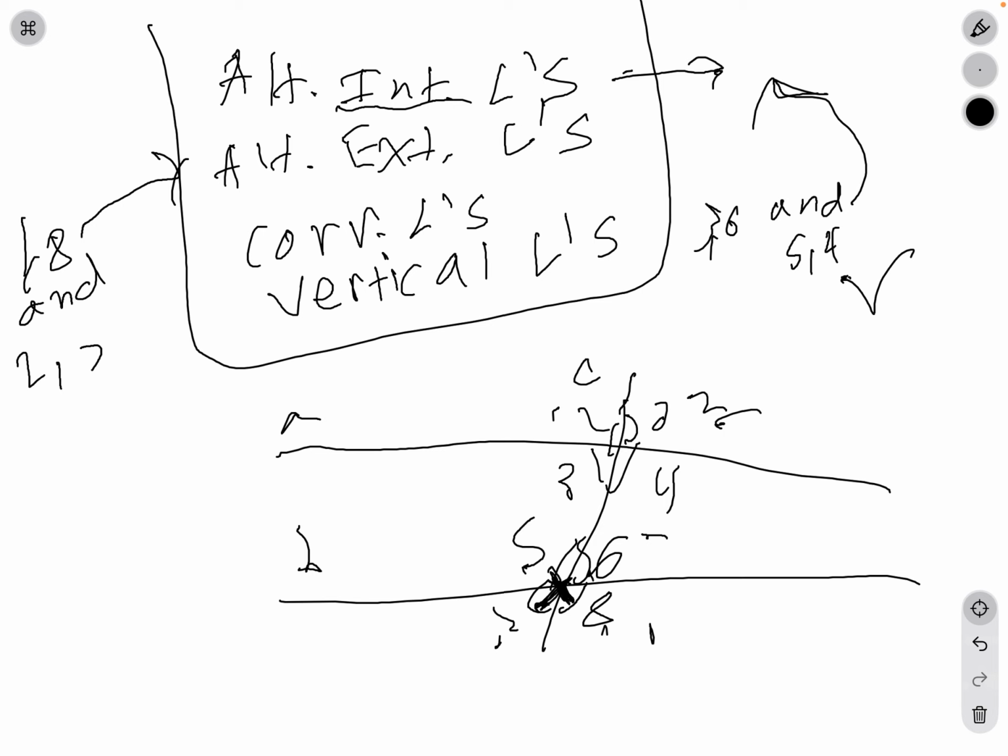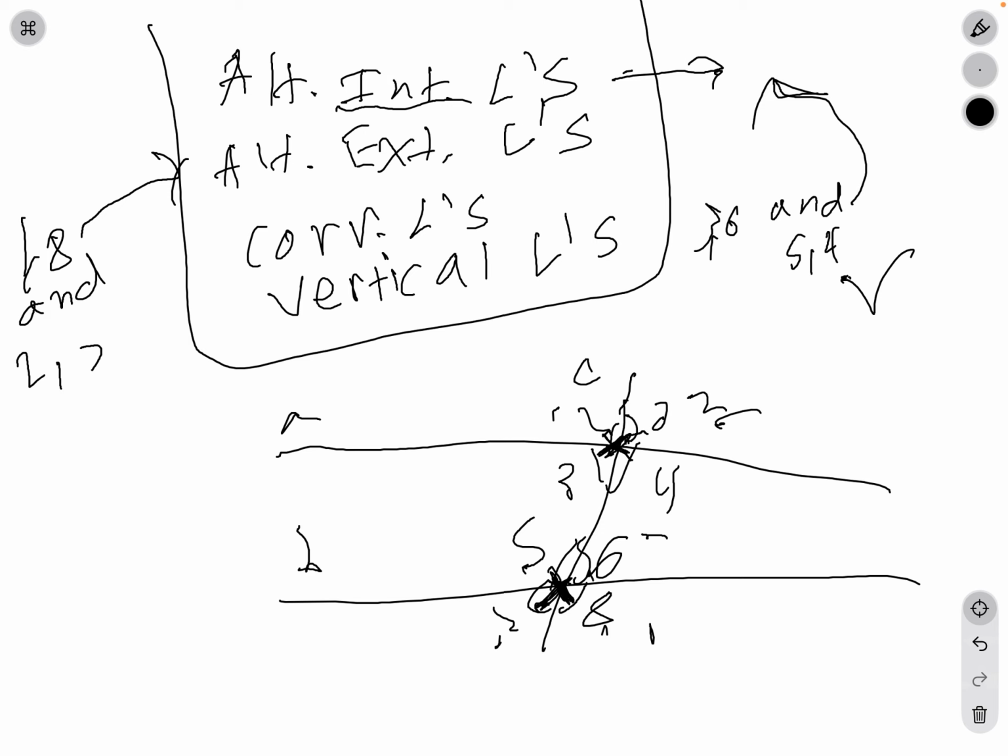And then 2 and 4 are vertical angles, and 1 and 4 are vertical angles, and 2 and 3 are vertical angles. Because they're all on opposite sides, not right next to each other, but right opposite to them.